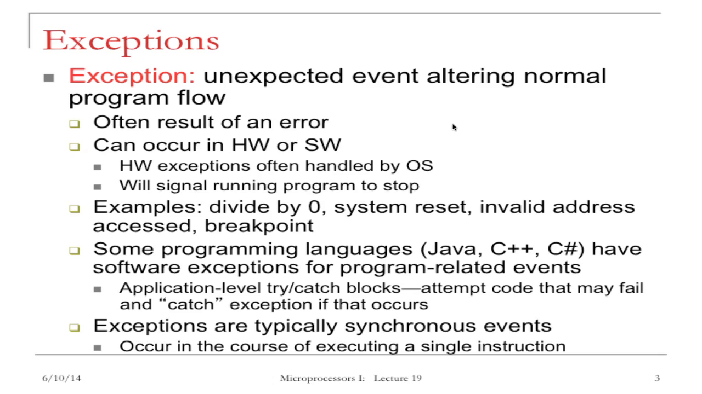Some programming languages, for example Java, C++, and C#, have software exceptions for program-related events. For example, in Java and C++, you can have so-called try and catch blocks. You can attempt certain code, and if that code fails, then the catch statement will handle the exception. Exceptions are typically synchronous events. That means exceptions, as we refer to them here, occur in the course of executing a single instruction.